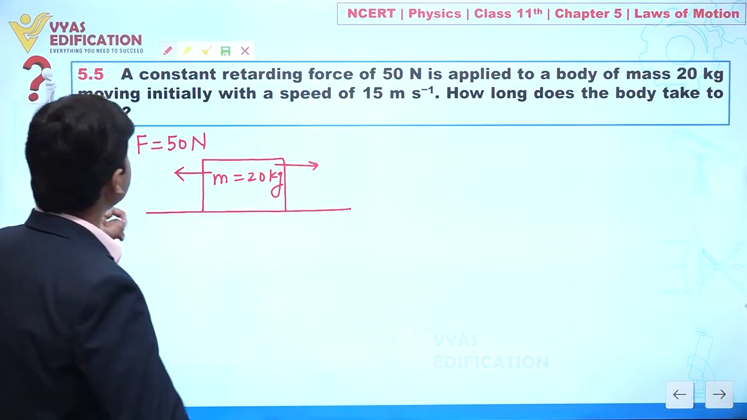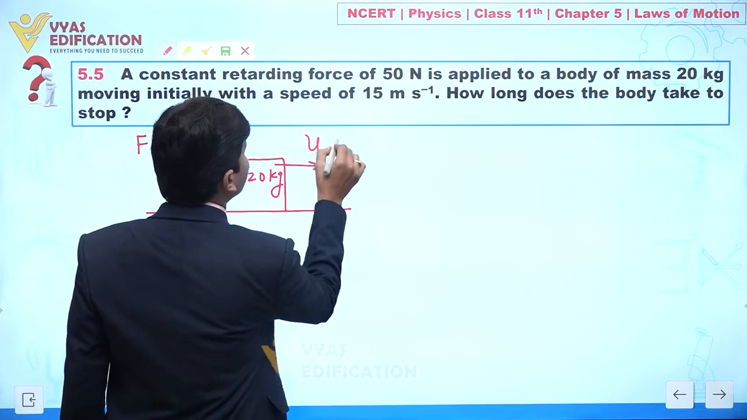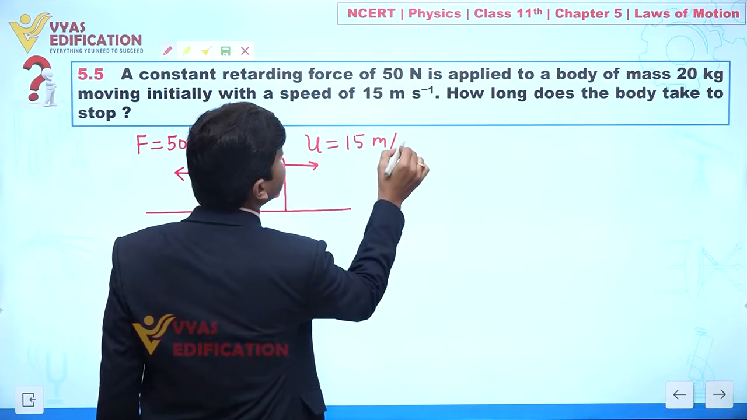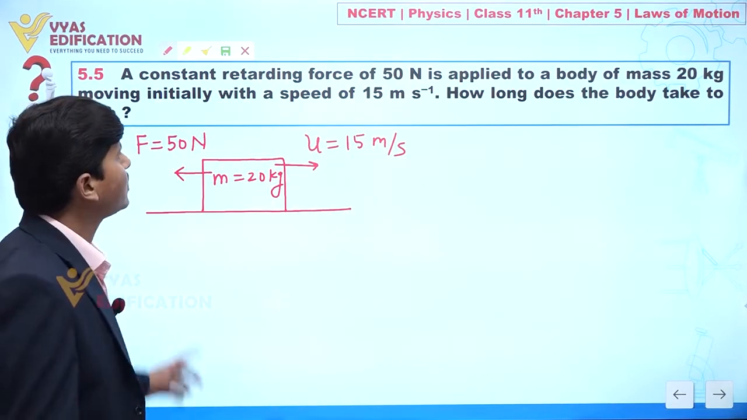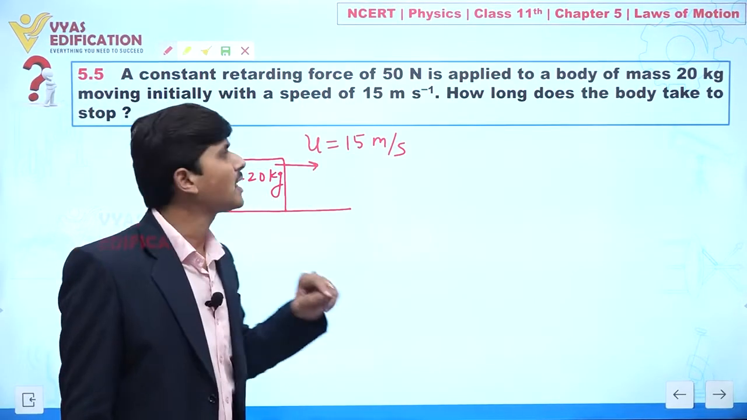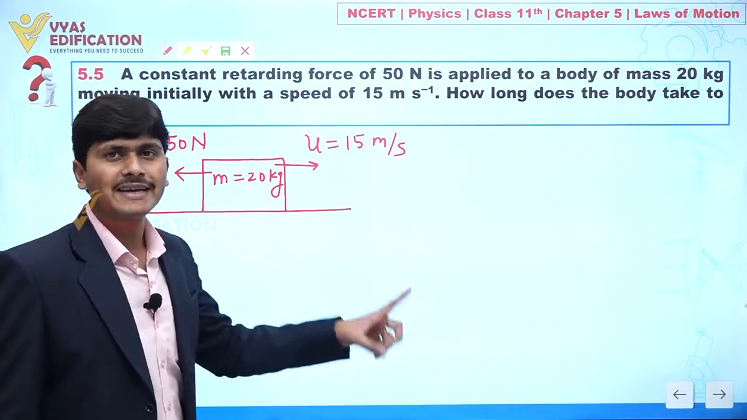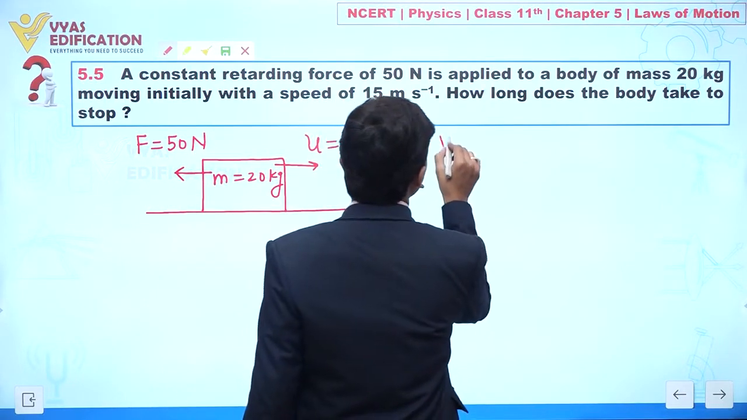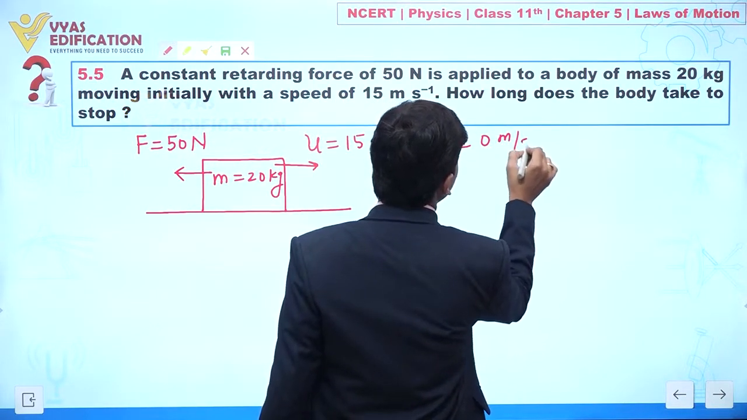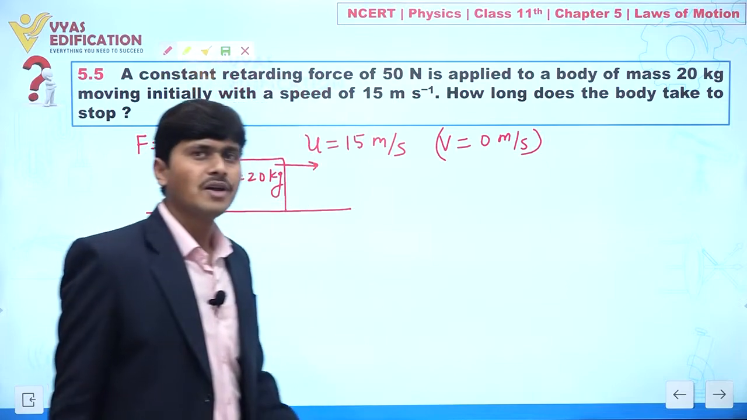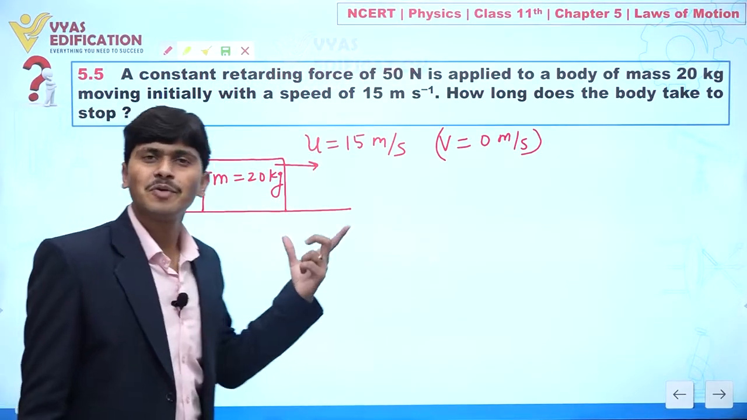Clear? And it is going initially with a speed of 15 meter per second. Now what is our objective? Our objective in this question is to calculate the total time taken by this body to come to rest. It means, it is clear, the final velocity should be equal to 0. Now listen carefully. Now you can see here the mass of the body is fixed.